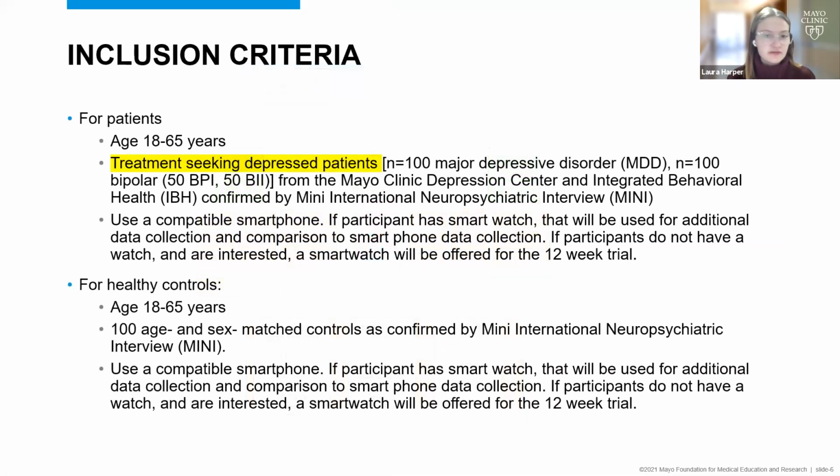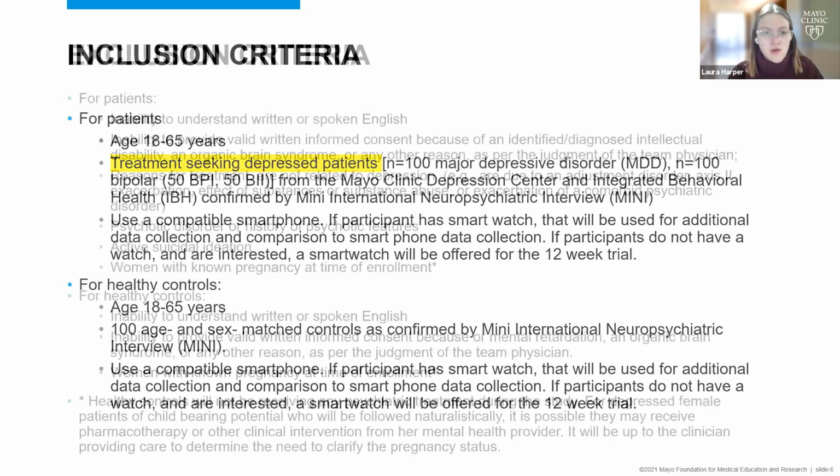Here's an overview of the inclusion criteria for the study. We're looking for patients from ages 18 to 65 who are seeking treatment, and they have to have a compatible smartphone. For the healthy controls, we're looking for age and sex matched controls with a smartphone as well.